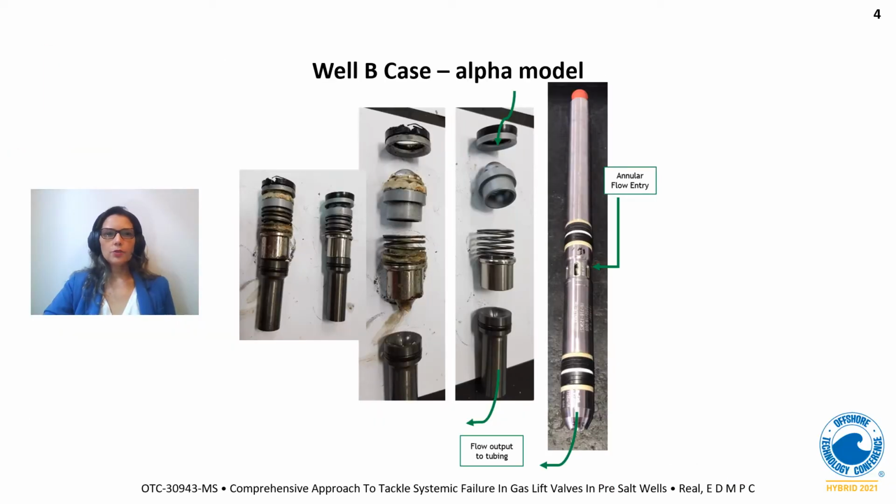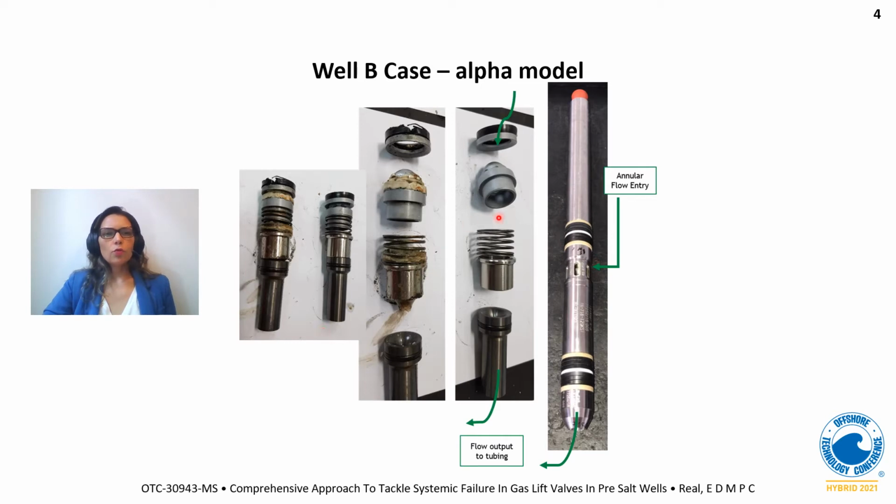Now, I'm going to give more details on the well B case. In this slide, you can see a comparison of the internal components of the well B valve, an alpha model, with those of an unused, new one. You can notice the complete obstruction in the internal parts.